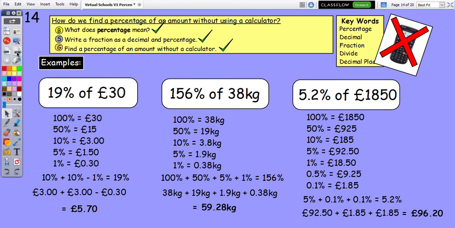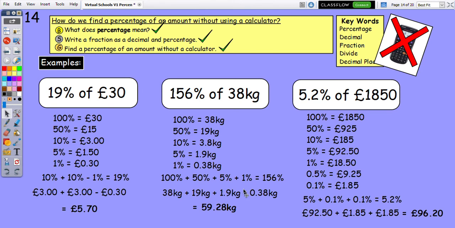Excellent. Hopefully you had a go at them at least. Now, the thing about these types of questions is that they do get kind of mathematically long, but the maths is very straightforward. It does involve you writing maths, but if you write the maths down properly and carefully, you're unlikely to make a mistake. So if you look at this question here, 156% of 38: 100% is 38, 50% is 19, 10% is 3.8, 5% is 1.9, and 1% is 0.38. Somehow I've got to get 156% from this.